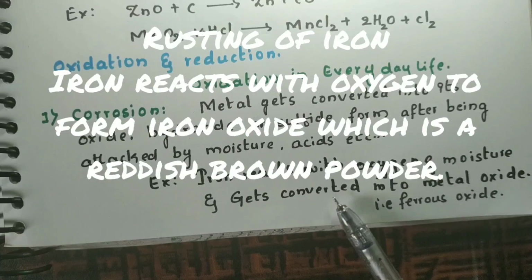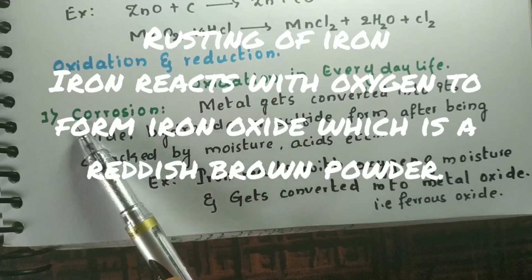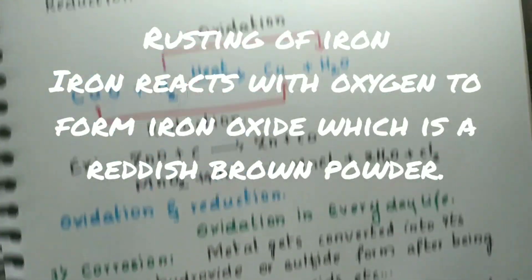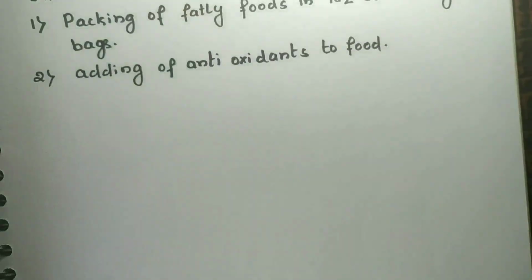Car covers and iron bridges start to lose their strength. Corrosion is the reason for all those losses. Next one is rancidity. What is rancidity?